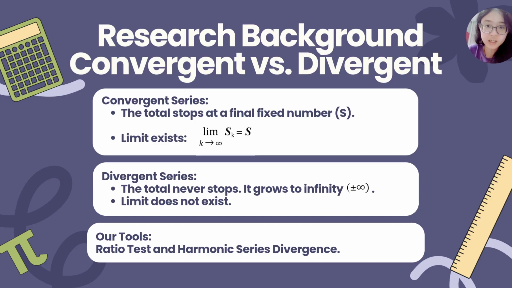So this brings us to two main ideas, convergence and divergence. If the total sum safely stops at one final fixed number, we call it convergence. But if the total never stops and just grows to infinity, then we call it divergent. We use special tools like the ratio test and harmonic series divergence to check this.